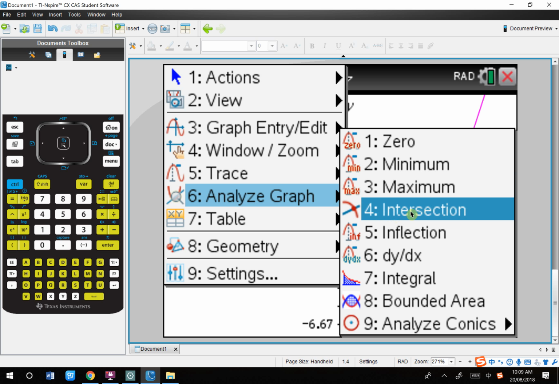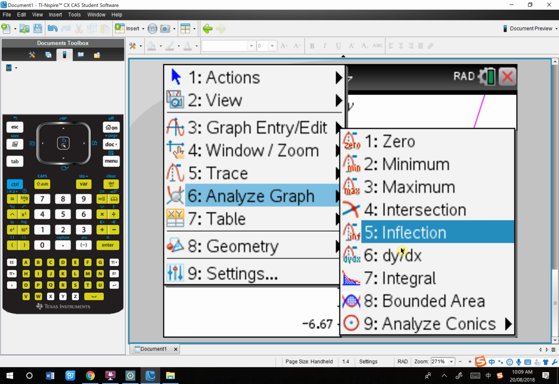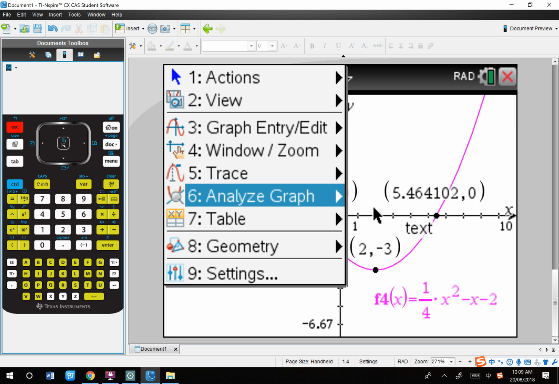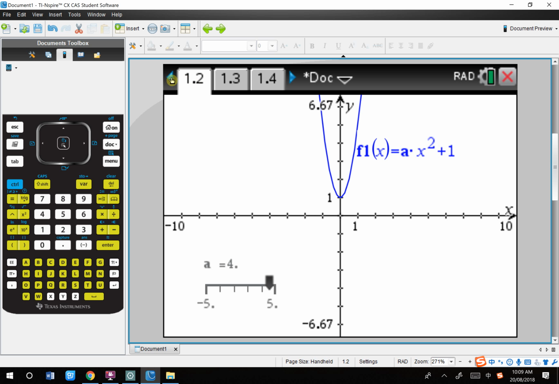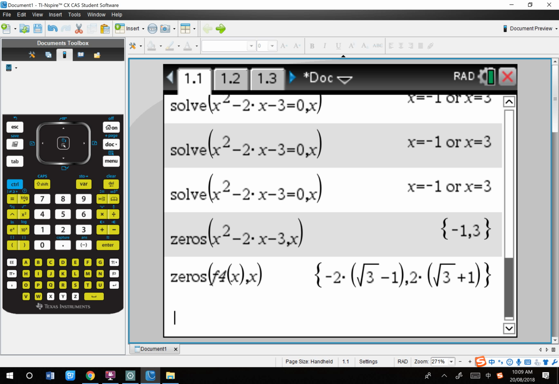And 4 is looking for two graphs, the intersection between two graphs. We don't need the rest, okay? We don't need the rest yet. So in the graph page, we have learned how to solve for it.